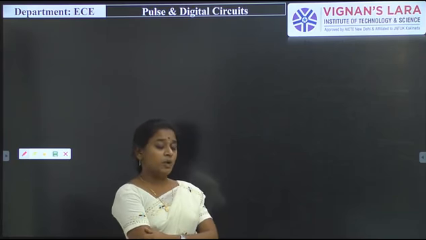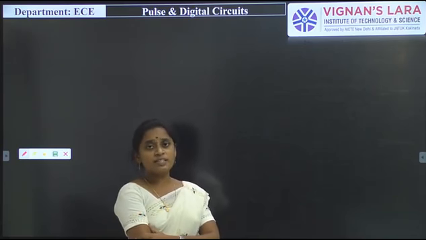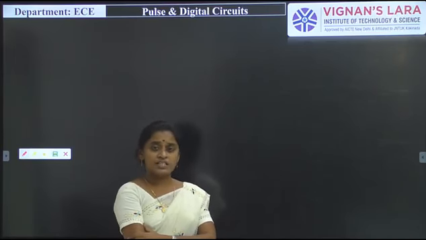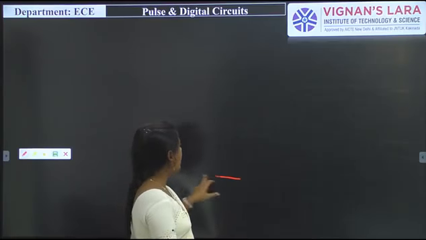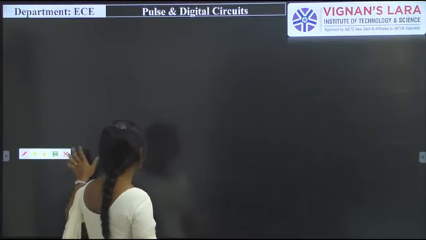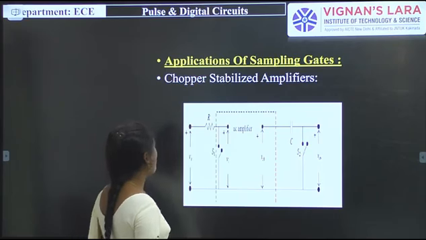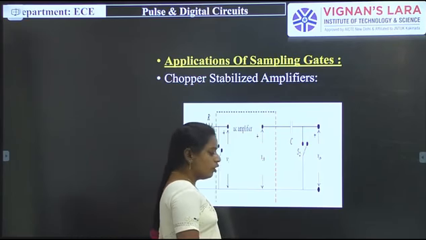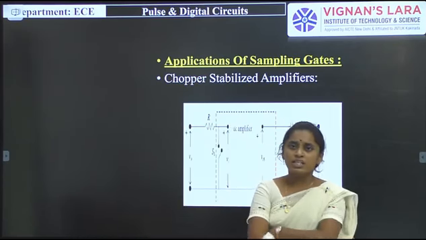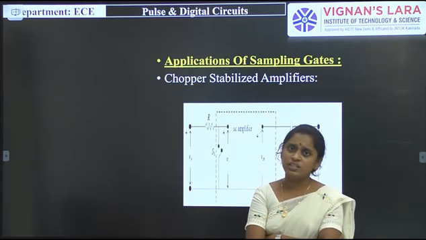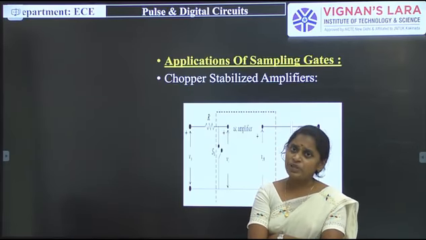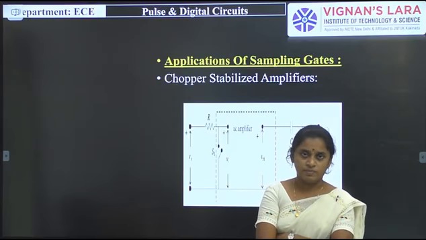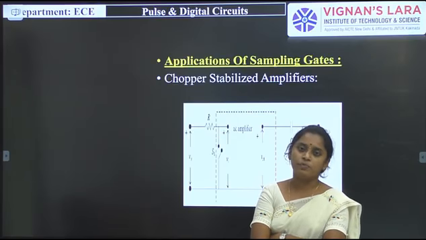Another important application is the chopper amplifier. In this session we discuss the applications of this sampling gate. The first application is the chopper amplifier. What is meant by a chopper amplifier, and where do we use it? Generally we have AC amplifiers and DC amplifiers, but why do we go for the chopper amplifier, and what is its purpose?